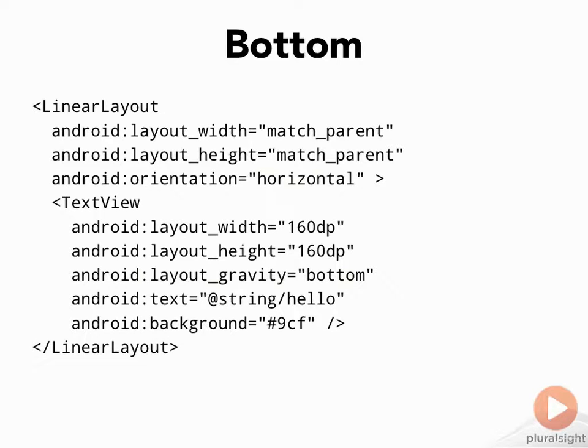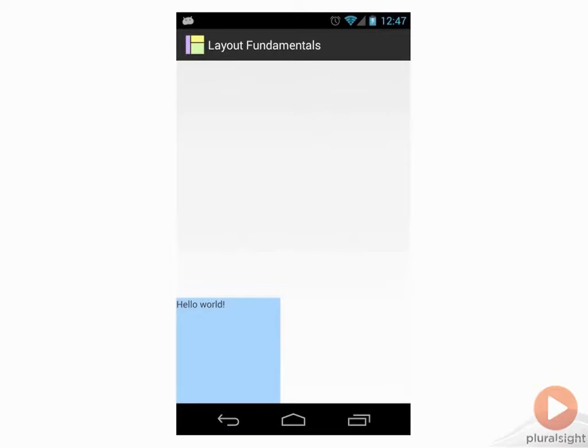Let me just show you a quick screenshot. Here is how it looks if I change the orientation of the parent to be horizontal instead of vertical for the orientation. As you can see, the view goes all the way to the bottom.